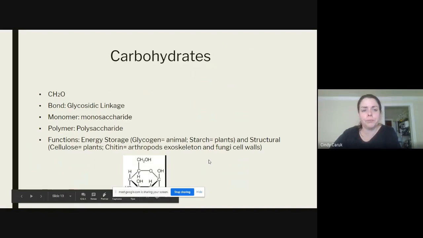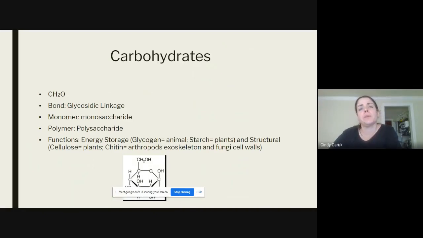Carbohydrates, they are going to be carbon, hydrogen, and oxygen. And the ratio is like 1 carbon to basically a water molecule, and that's where its name comes from. Its bond is a glycosidic linkage, and that is formed by dehydration synthesis. So you dehydrate, you remove water to make a bond, to make something synthesized. That can be broken by the opposite, which is hydrolysis, adding water, hydrolyze to break.